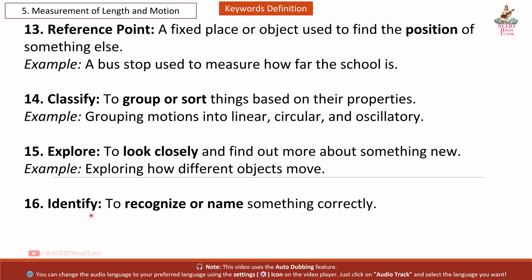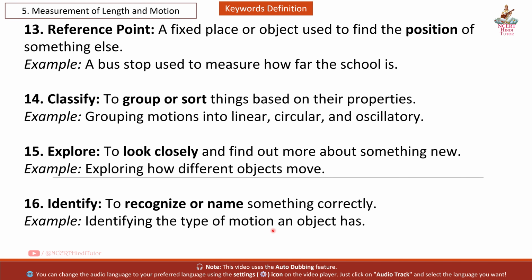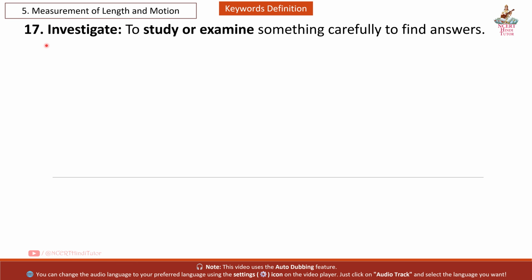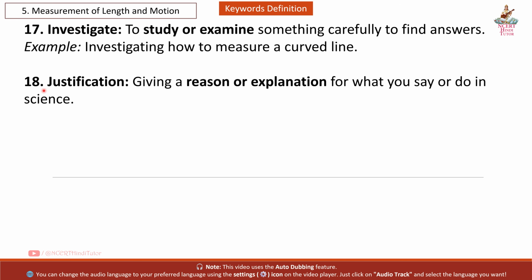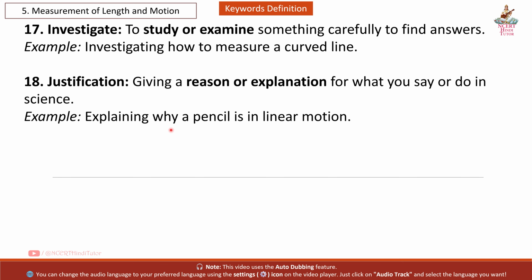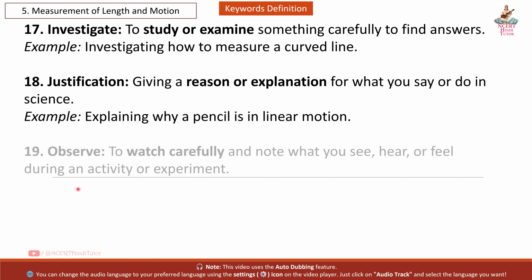16. Identify. To recognize or name something correctly. Example, identifying the type of motion an object has. 17. Investigate. To study or examine something carefully to find answers. Example, investigating how to measure a curved line. 18. Justification. Giving a reason or explanation for what you say or do in science. Example, explaining why a pencil is in linear motion. 19. Observe. To watch carefully and note what you see, hear or feel during an activity or experiment.